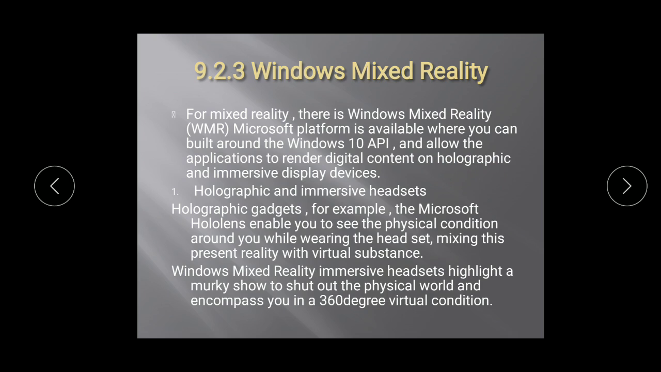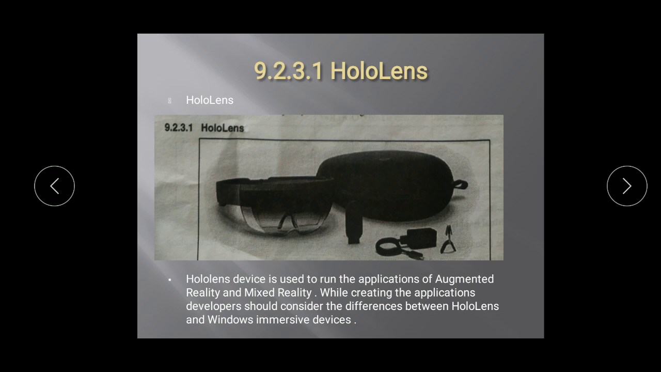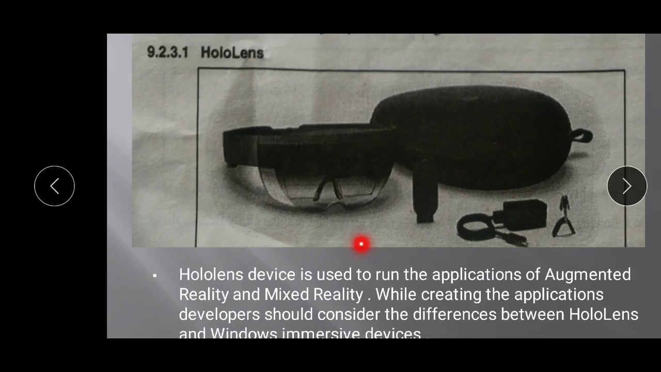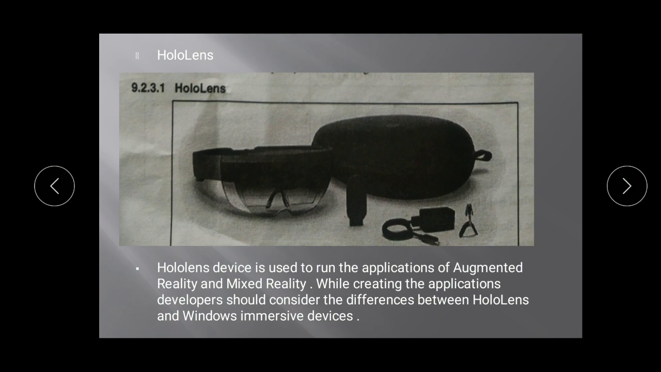Windows Mixed Reality immersive headsets feature an opaque display to shut out the physical world. So it is not showing you something physical. If I see it with normal eyes, I'll see it in a normal condition, but if I go through a lens, it will show me a 360-degree view of my image wherever I move my lenses. So HoloLens is somewhat like your sunglasses or normal glasses. You have cameras, you have attachments for this. The HoloLens device is used to run applications for augmented reality and mixed reality.